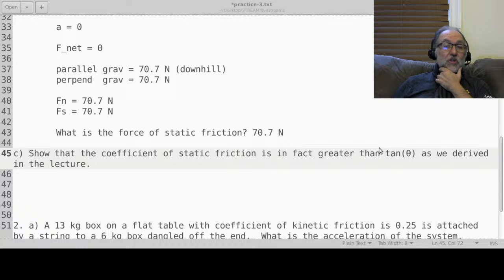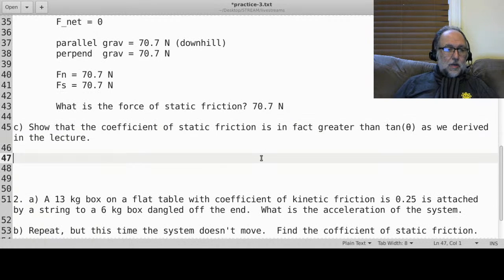Okay, so with static friction, here's another difference. Static friction is over a range. The coefficient is over a range. So I can't tell you the exact number. I can only tell you what number it has to be bigger than. And that formula is basically this one.